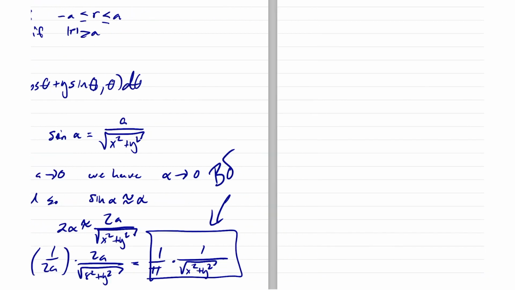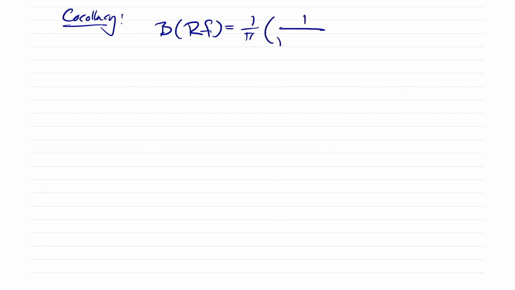So then what we can conclude as a corollary is that we get this. We get the back projection of the radon transform of f is equal to 1 over pi times 1 over the square root of x squared plus y squared, convolved with f of xy. And when I write this convolution, I mean the typical R squared convolution that we had defined in previous lectures.